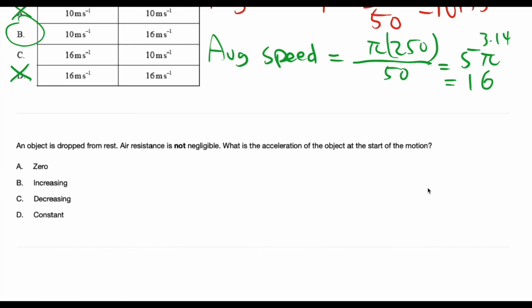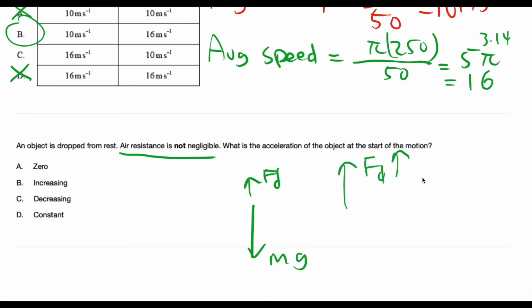An object is dropped from rest. Air resistance is not negligible. What is the acceleration of the object at the start of the motion? So air resistance is not negligible. So this is the force of gravity by Earth, or gravitational attraction force by any planet. And this is a drag force. So the drag force is going to increase, which means acceleration is going to decrease. So the answer is C.